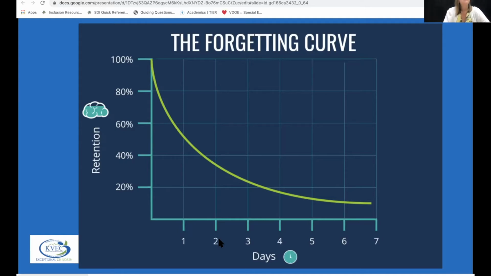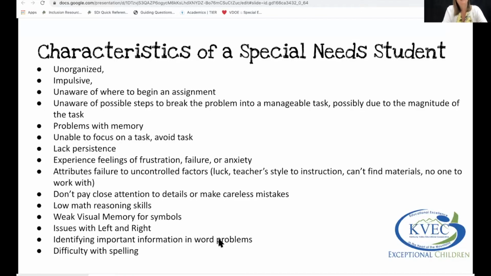So how am I going to make sure, with an SDI, that instruction, that I'm giving them enough instruction so that they can truly use the graphic organizer, the calculator, those kinds of things? What are the characteristics of our special needs students? Just look down this list. Have you seen these very things with your students? And what's one you see often?